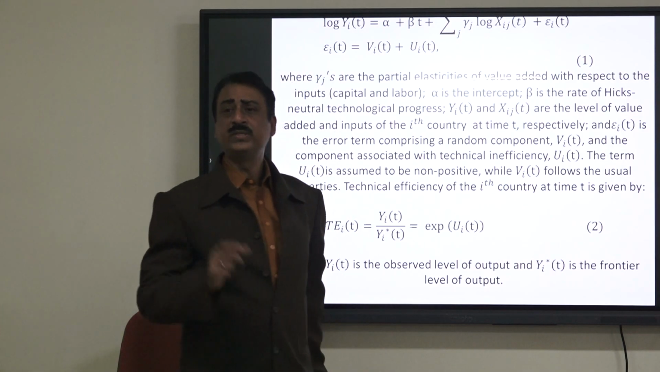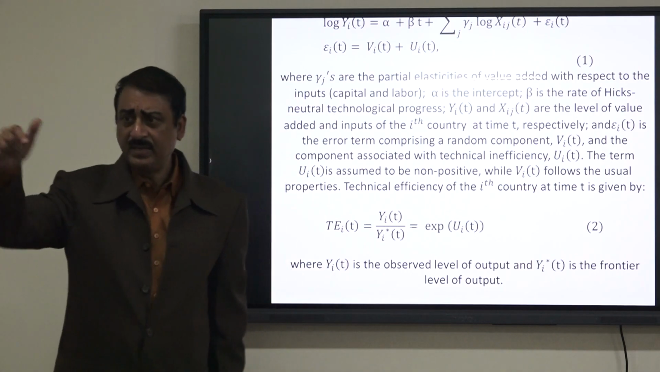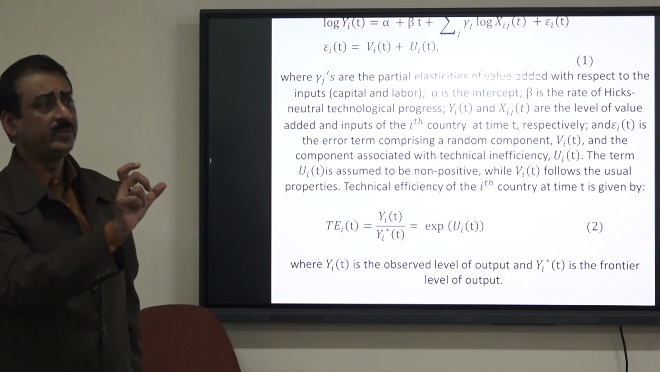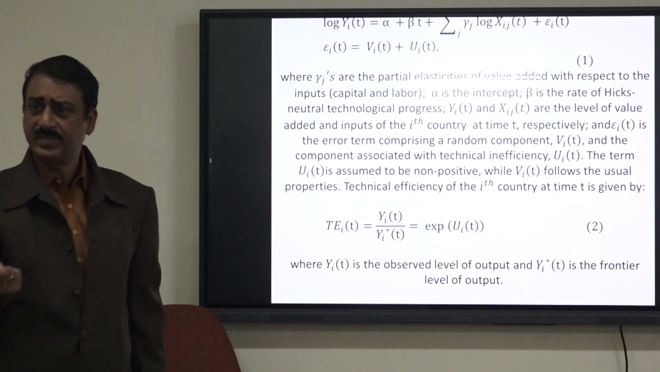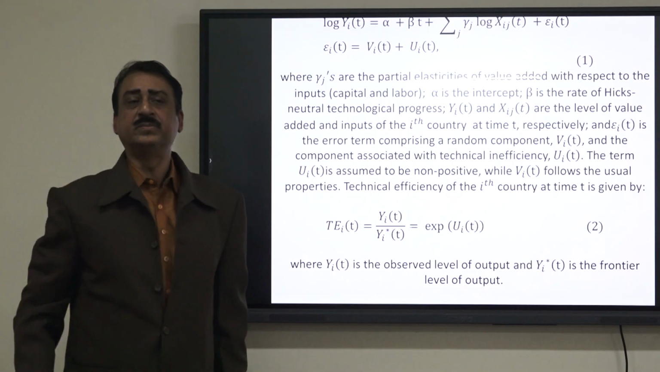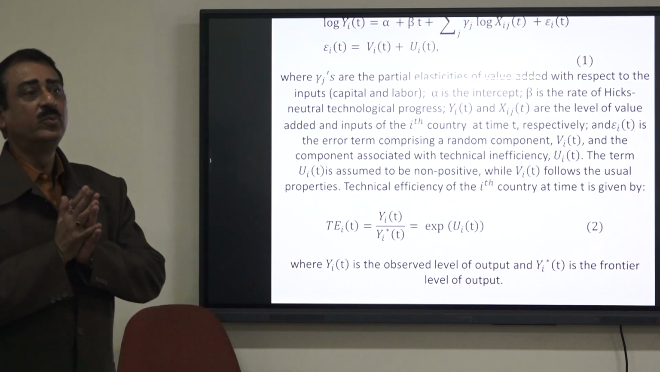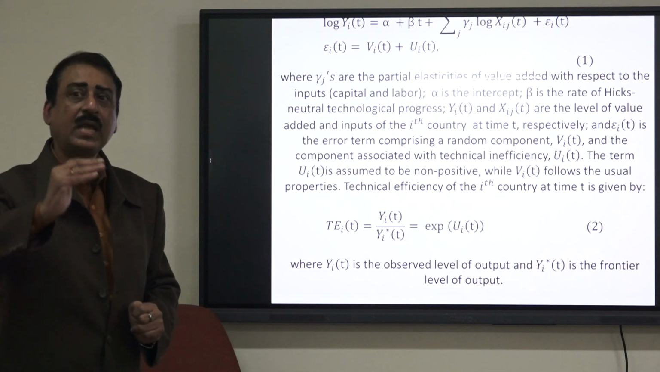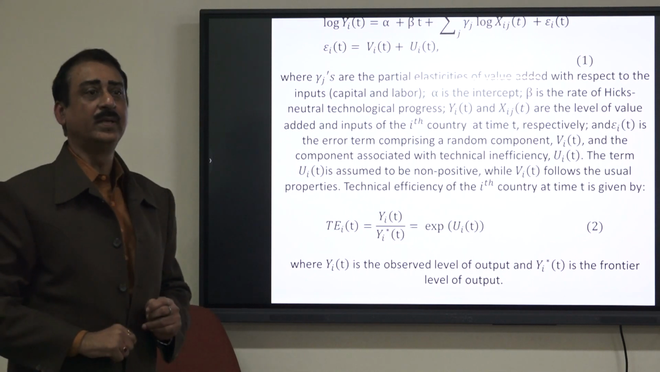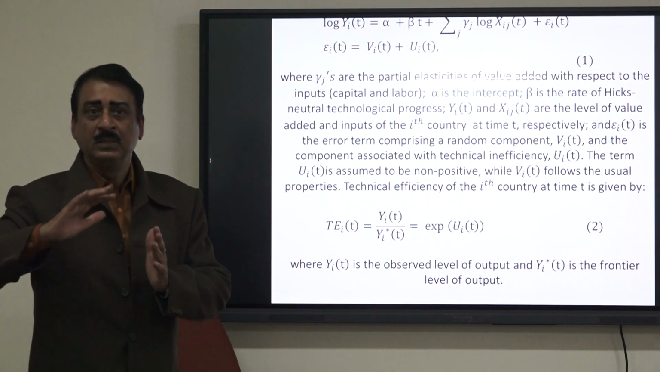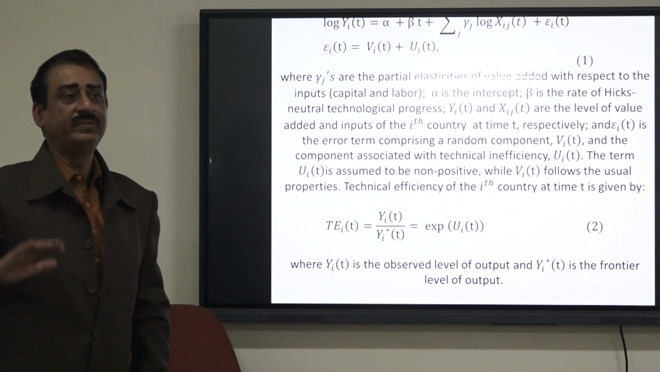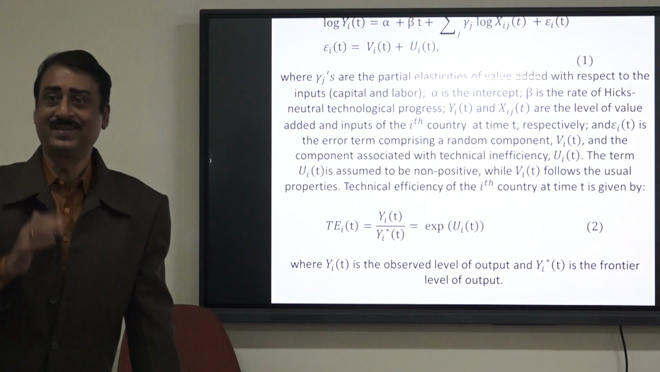Now these estimated error terms, like when you are regressing, the difference between the observed value and the estimated value is the error term. So you get the error terms. Now this error term will be regressed on t and t square, which would mean that the change in technical efficiency can be non-linear.